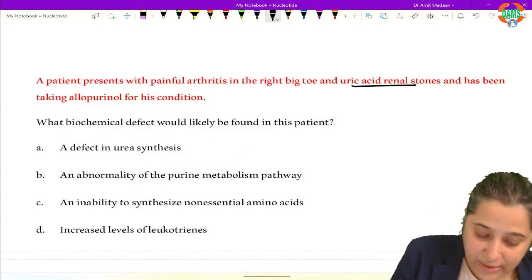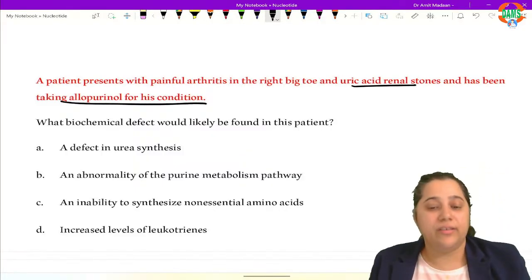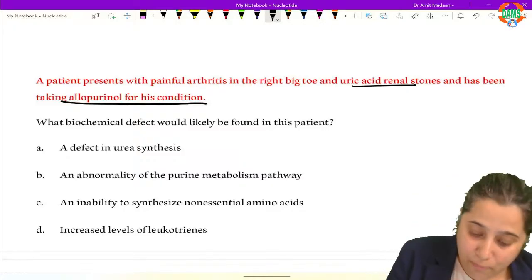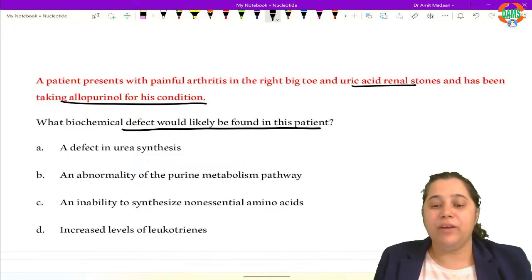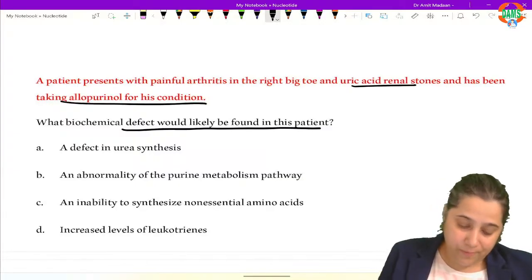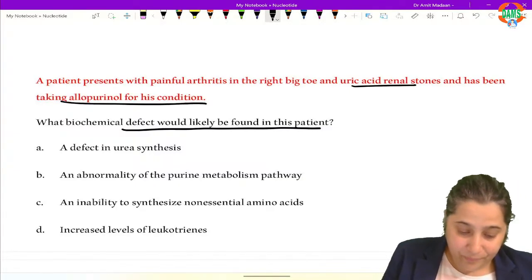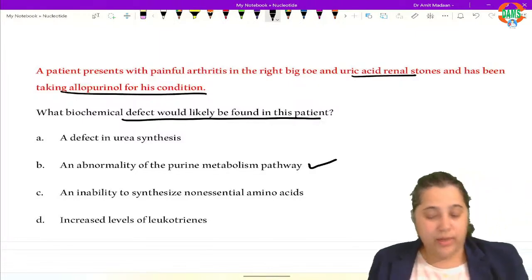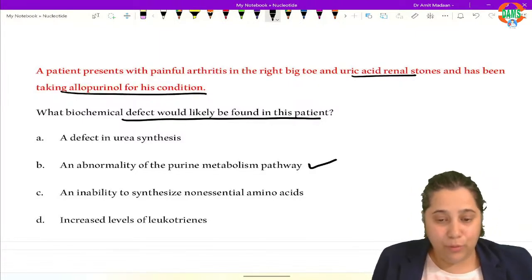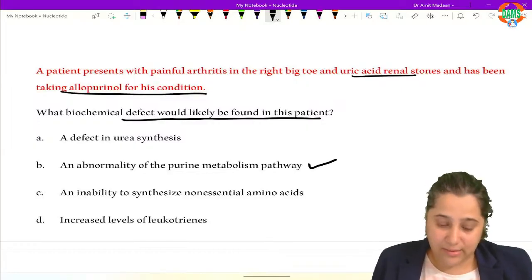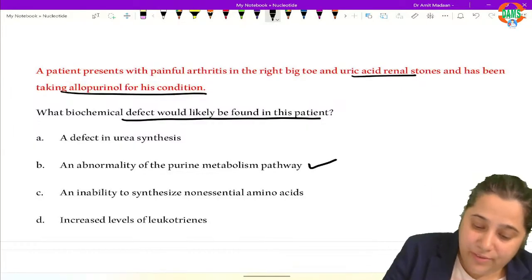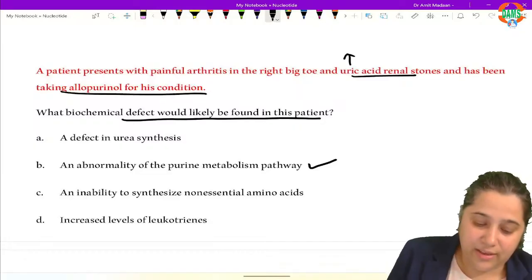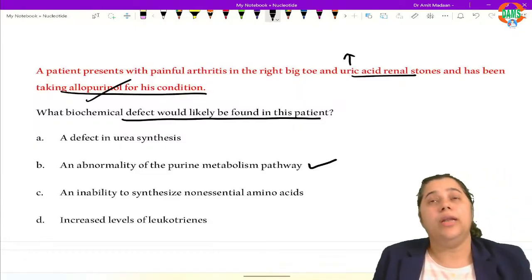He has been taking allopurinol for his condition. What biochemical defect would be found in this patient? See, the patient will have a defect in the purine catabolism. It is a purine metabolic pathway. Answer is B. So that will result in high uric acid levels, and that is why he is on allopurinol.